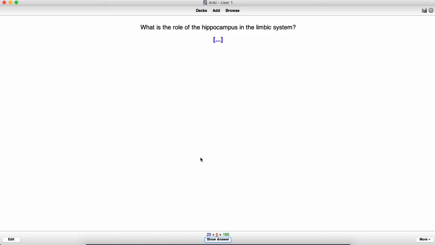What is the role of the hippocampus in the limbic system? The hippocampus is responsible for the formation of memory, so it turns short-term memory into long-term memory.